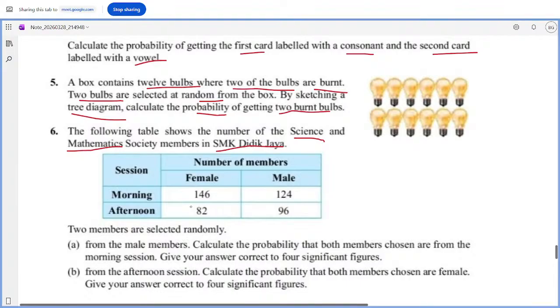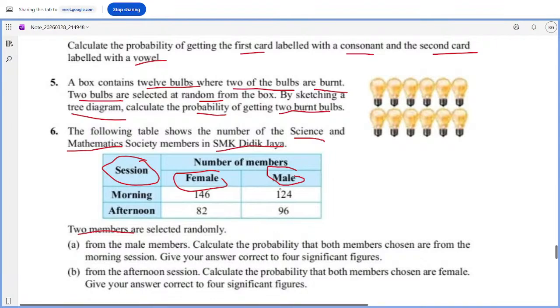Okay, so science and mathematics, SMK Didek Jaya. This one, morning session, female 146, male 124. Afternoon, 82 female, male 96. The Science and Math Society wants to select 2 randomly. Be careful, guys. Why? Because there are many variables here. First variable is the session, morning or afternoon. Second variable is female or male. So there are 2 categories you need to be careful of. When you find the probability, you need to consider these 2 things, whether morning or afternoon, whether female or male.